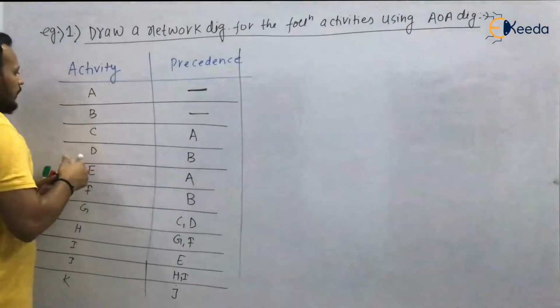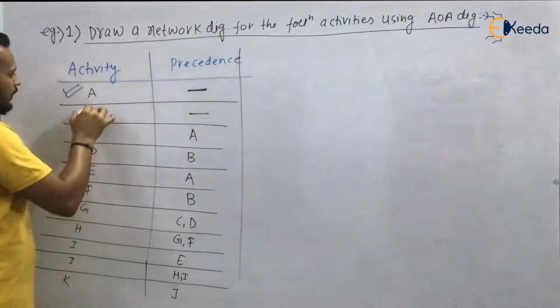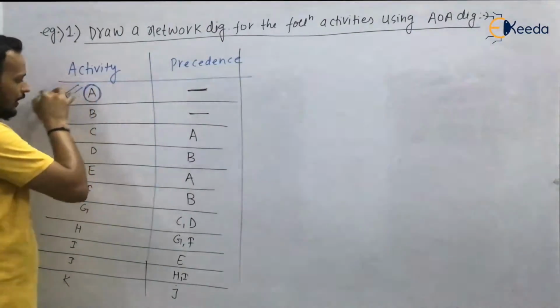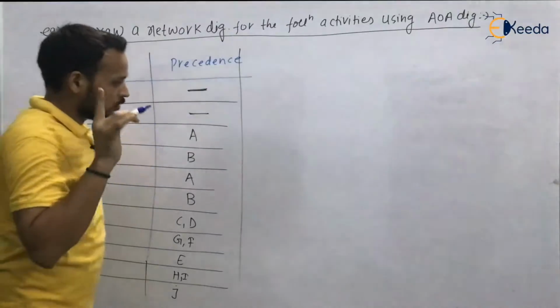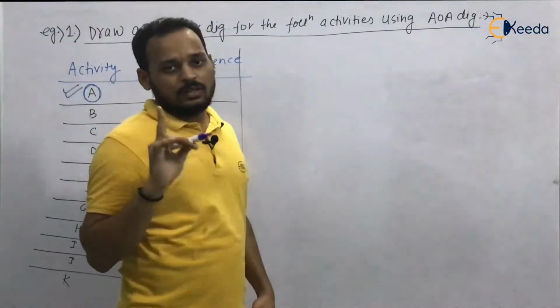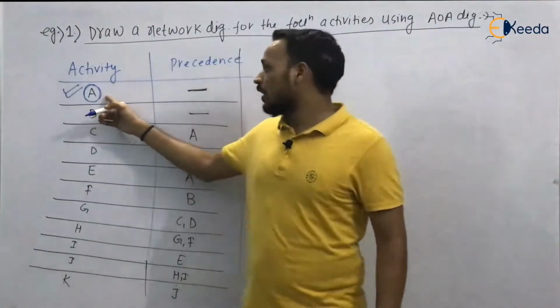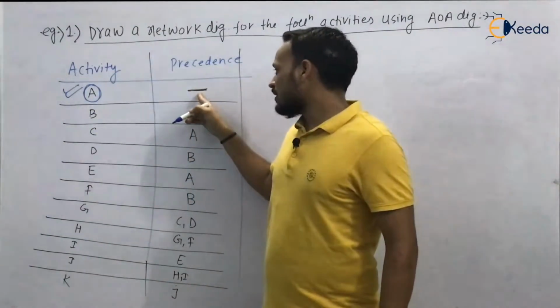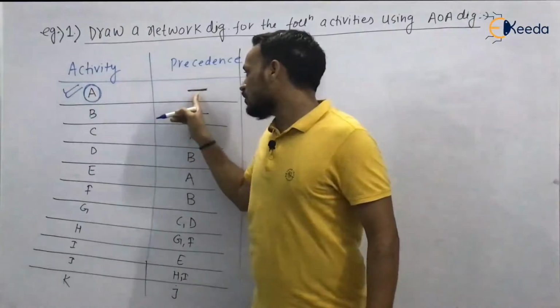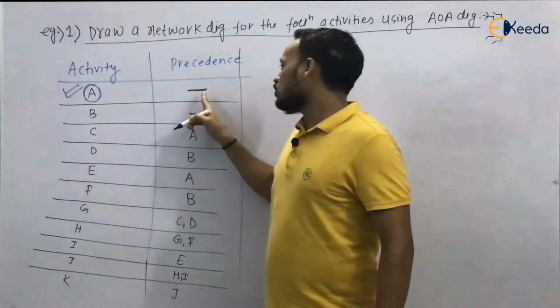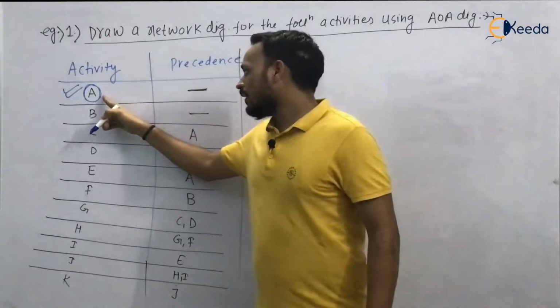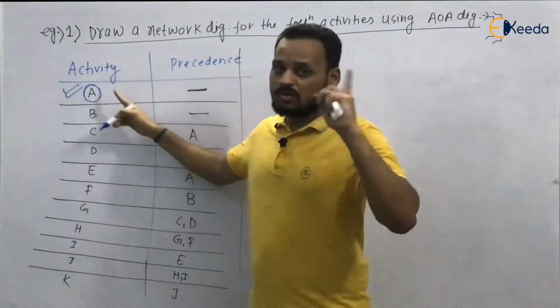Look at the first activity. The activity is A. So the first activity which you are going to start is activity A, because look at the precedence. There is no precedence for activity A. It means activity A will start first.